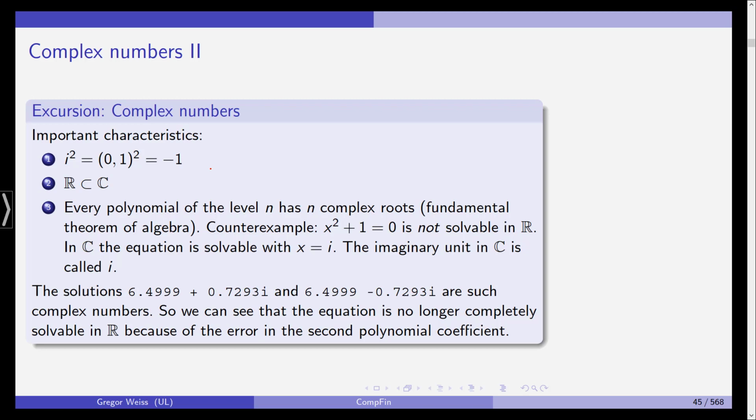The real numbers form a real subset of the complex numbers, and there is the so-called fundamental theorem of algebra. Every polynomial of degree n has n complex roots. So in the real numbers, for example, x squared plus 1 equals 0 cannot be solved. However, in the complex numbers, you can always find the roots, and you always have n roots. And these two solutions here, 6.4999 plus 0.7293i, this is a complex number.